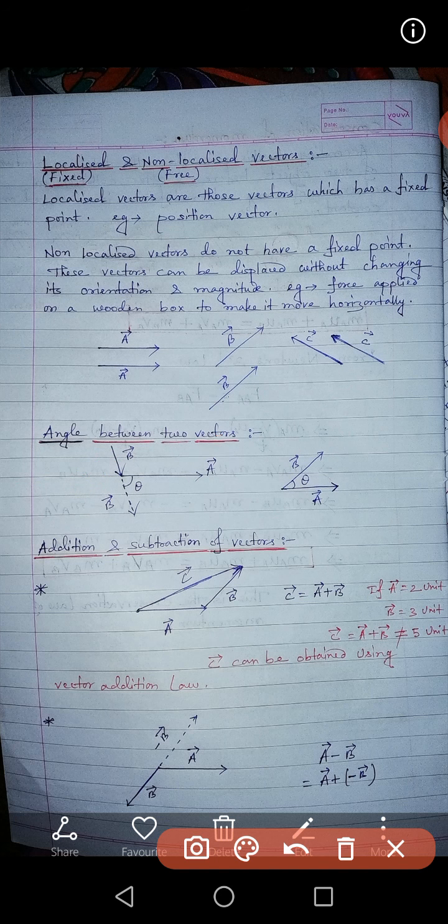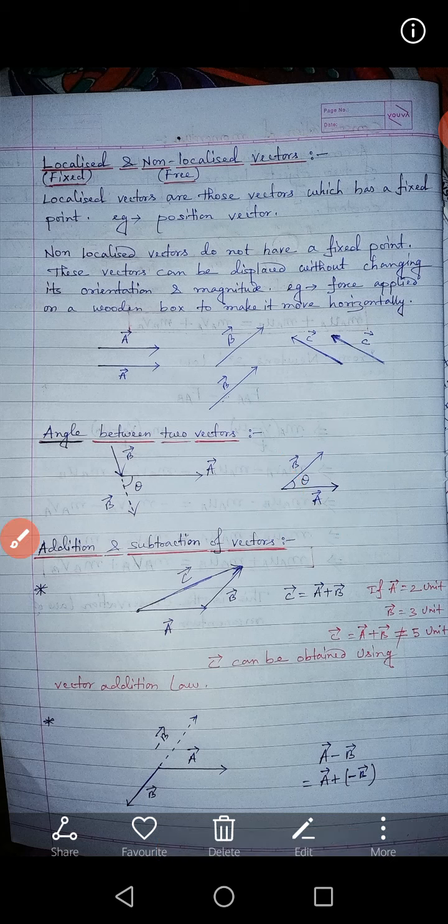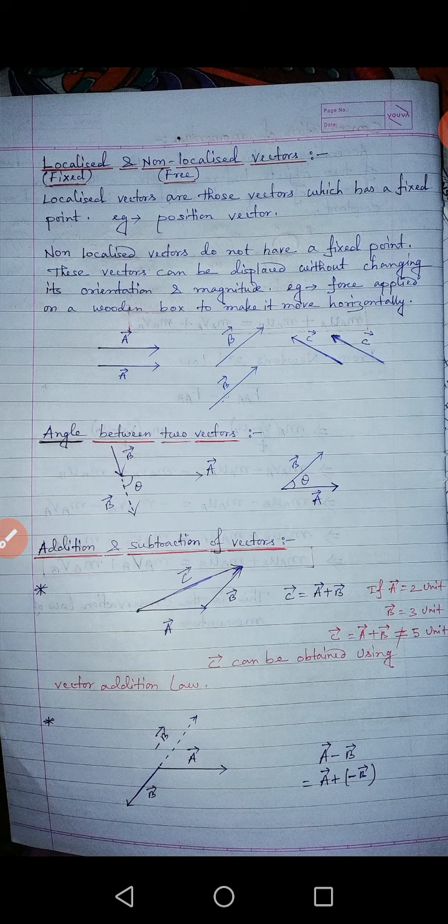So here also you can see in this example, since vector A and vector B both are joined with one another, or they are in contact with one another by their tails, that is why the angle will be this angle only, angle theta. Okay. Now addition and subtraction of vectors.